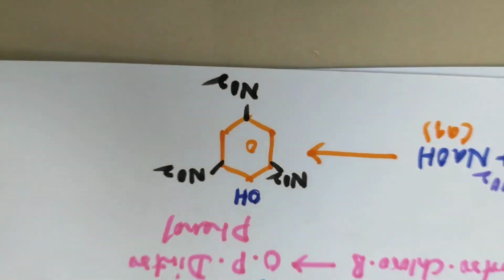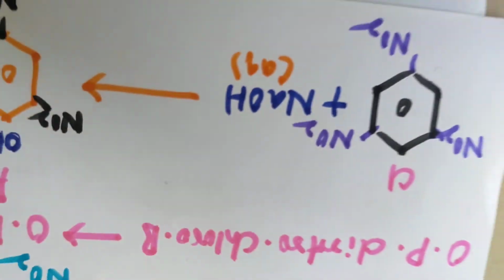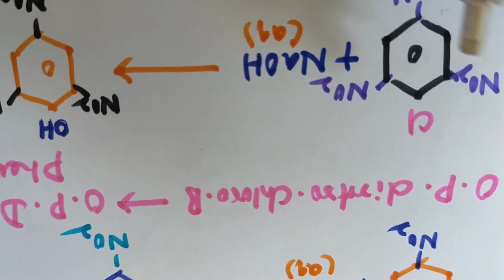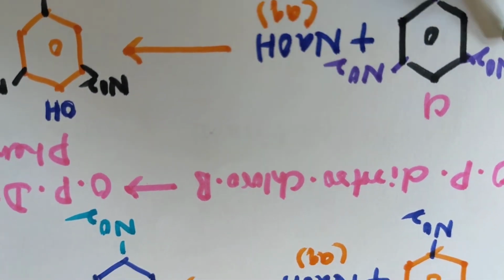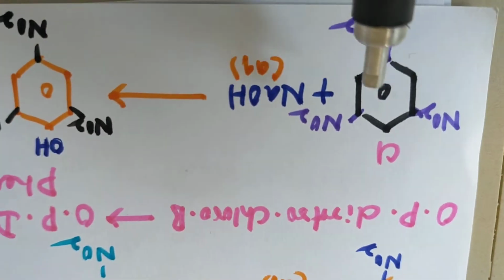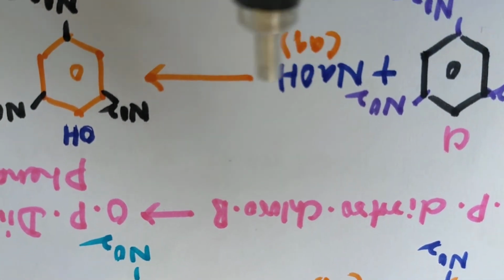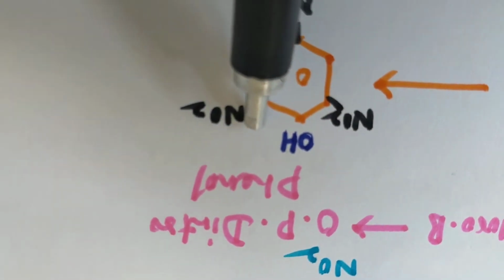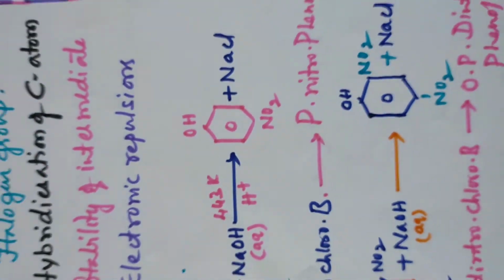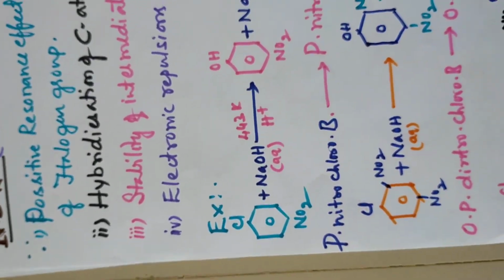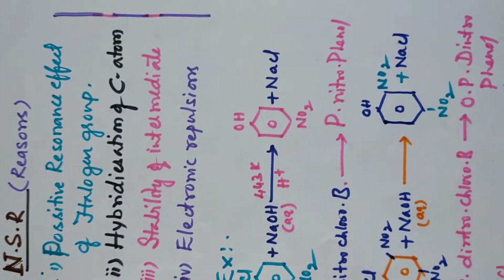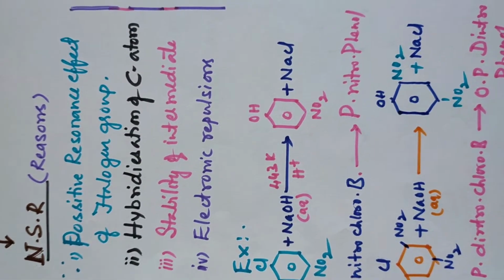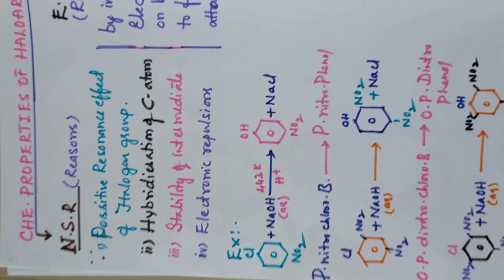Once again we go for another reaction, with three nitro groups, at ortho, para and the other ortho positions. This is 2,4,6 trinitrochlorobenzene. When it is treated with aqueous NaOH, it forms 2,4,6 trinitrophenol. So these are examples for the nucleophilic substitution reactions. Go through all the reactions. Then after this, we come to the other content.